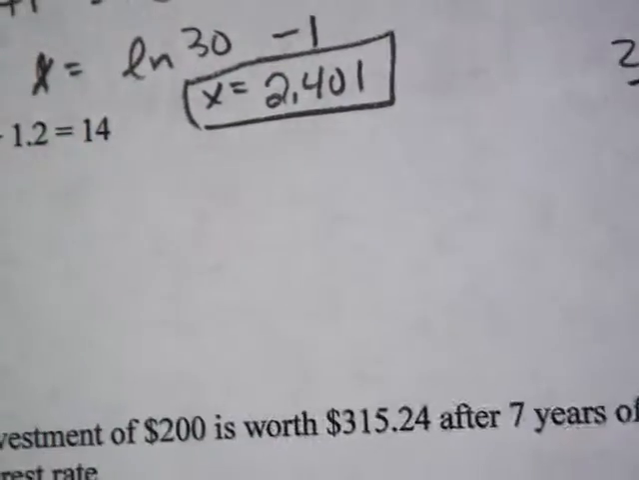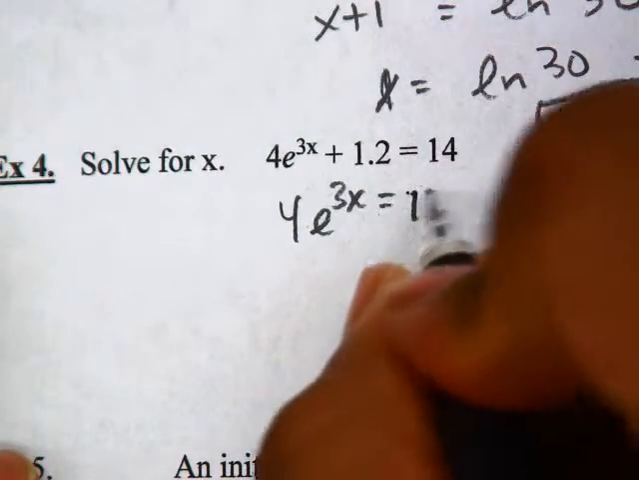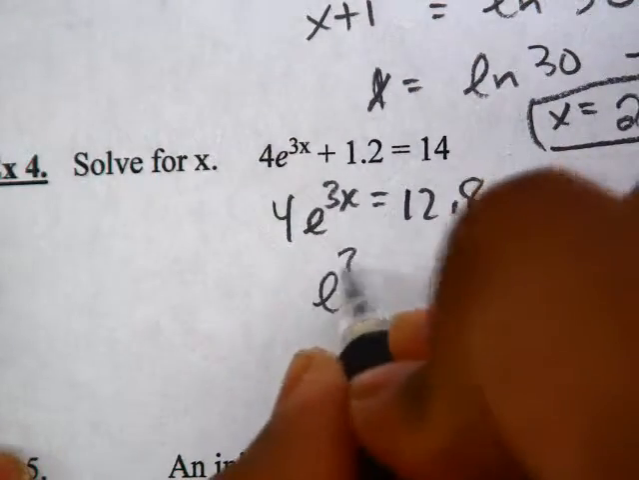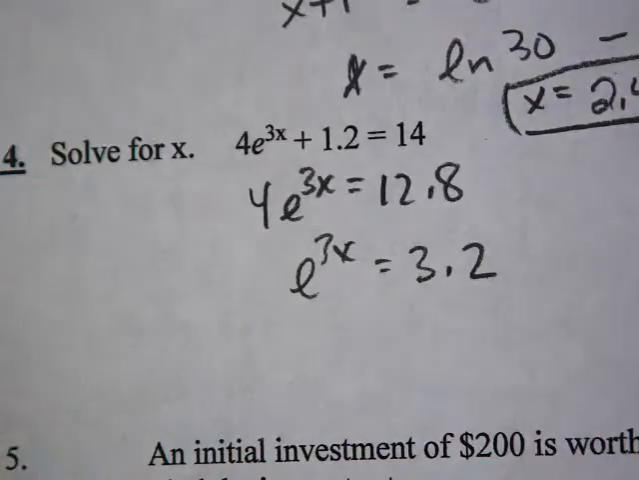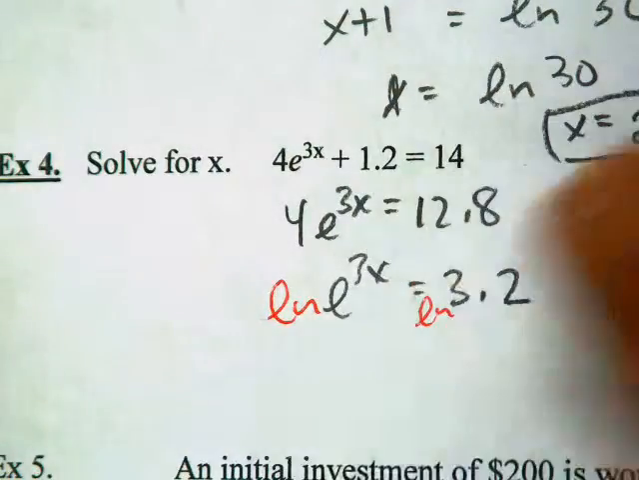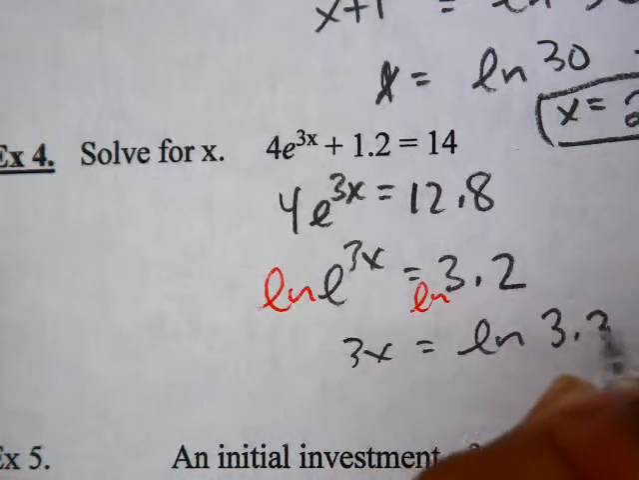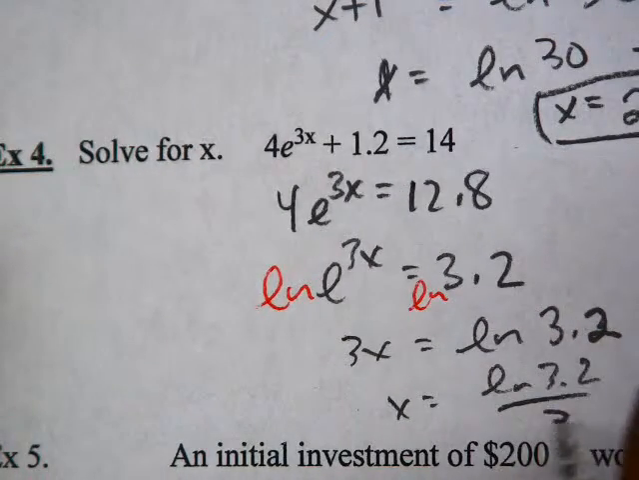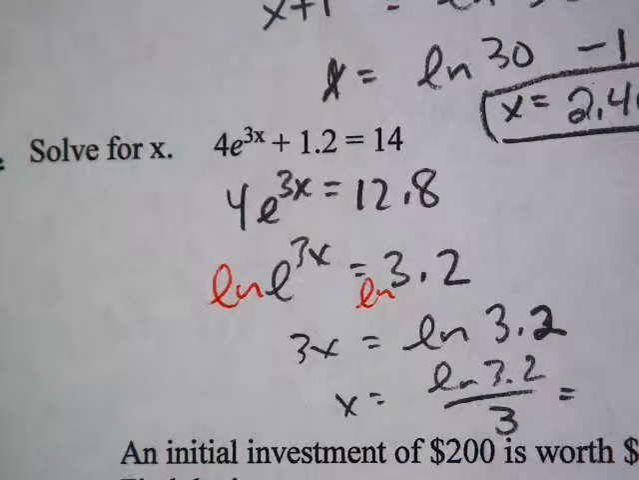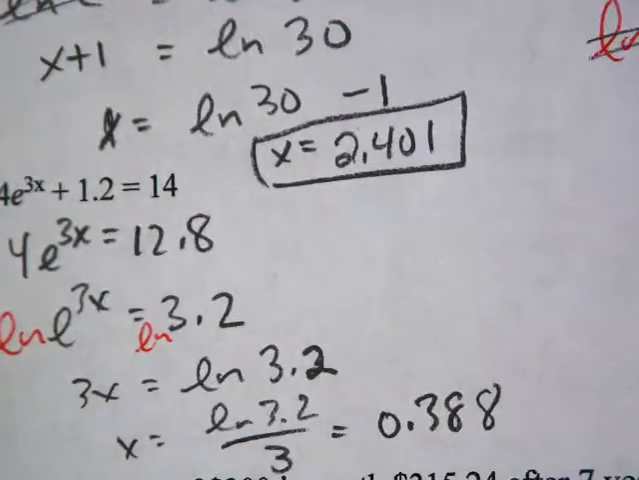Jonathan, can you help me out in 4? What did you get from that? That's 3.2. And the natural log 3.2 divided by 3. 0.38. I'm going to go with 8 because it says 77.